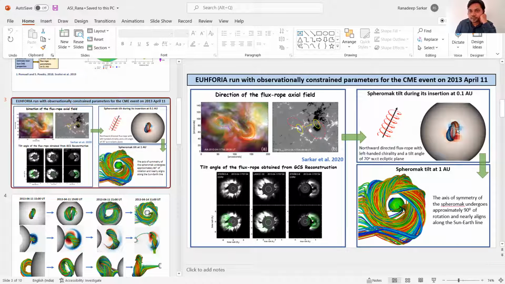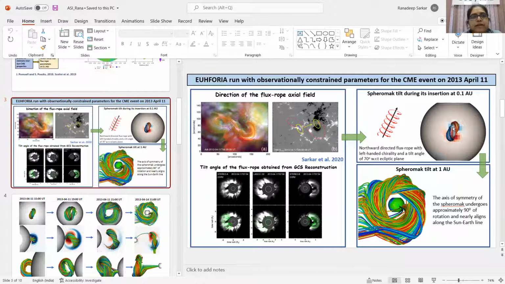Okay, thanks. So one more curious question: whether EUHFORIA is going to implement any other technique than spheromak for CMEs? Yes. So in EUHFORIA, we are currently implementing other models also, like there is a model called the FRi3D model and also the Torus model. So we are also experimenting with those models.